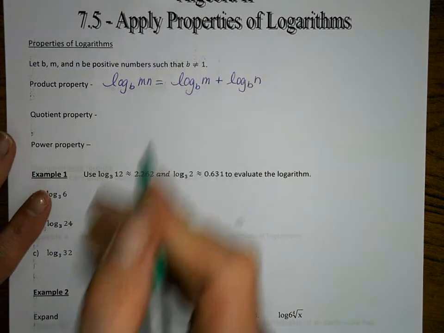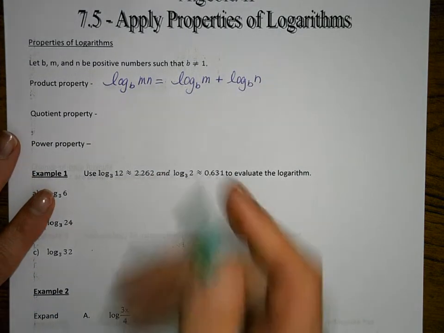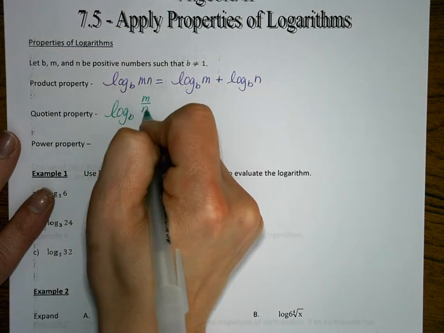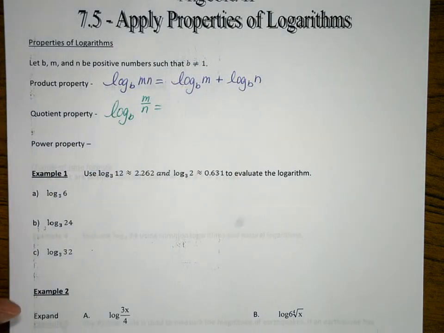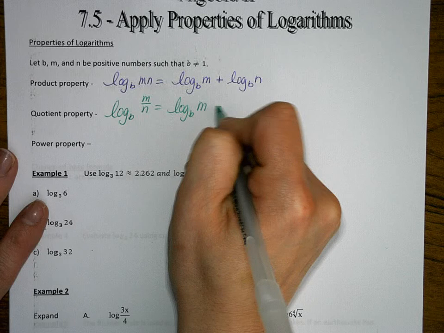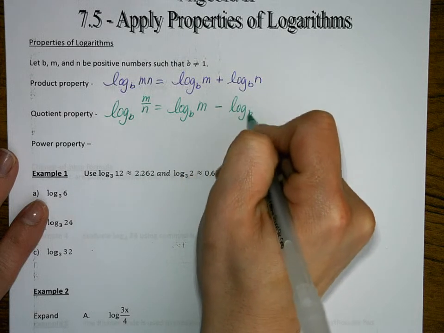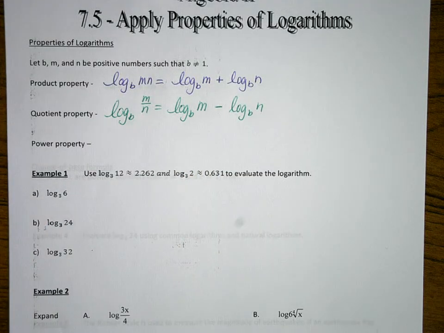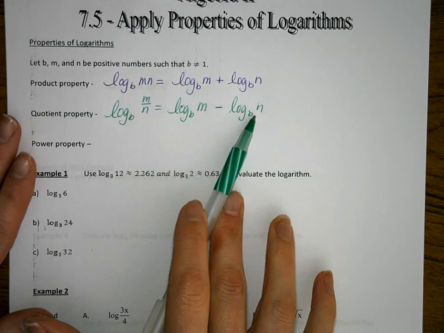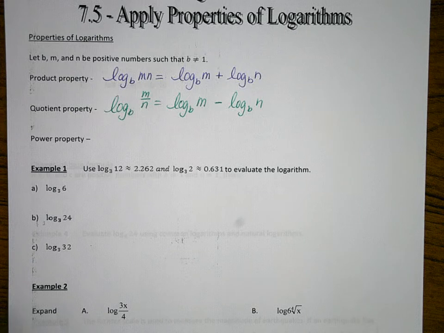All right, now hopefully that means that it would make sense to us that if I have the log of two things that are being divided, I should be able to break them apart how? Subtraction, absolutely. That's going to be the log of the base of the first, subtract the log of the base of the second. And yes, order matters there. It has to be the log of the numerator, subtract the log of the denominator. Order matters.